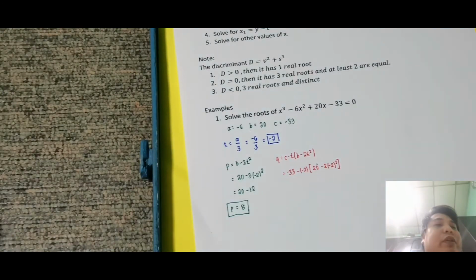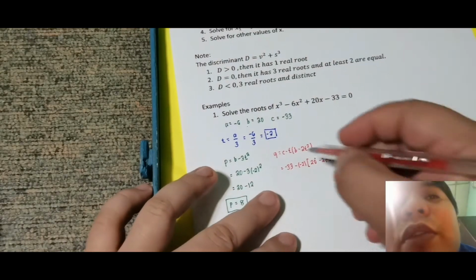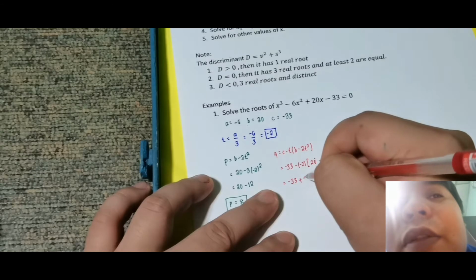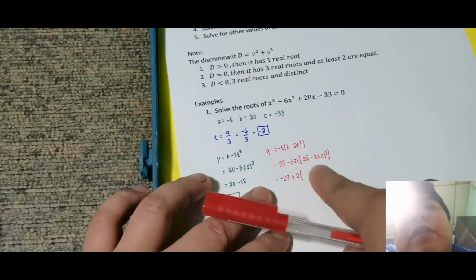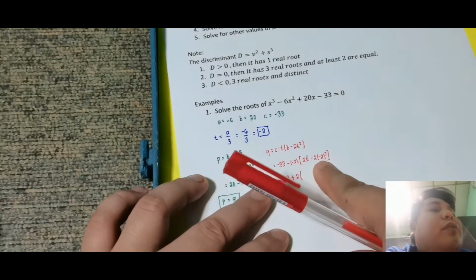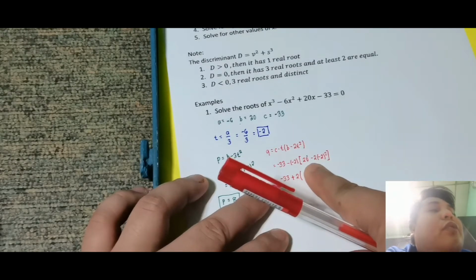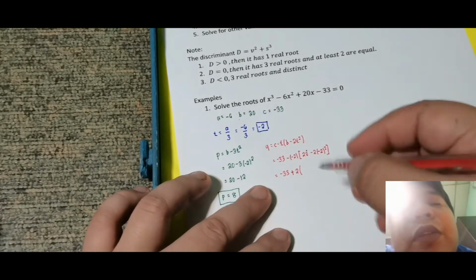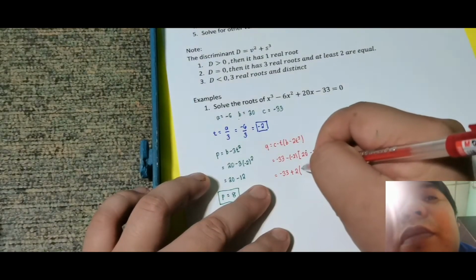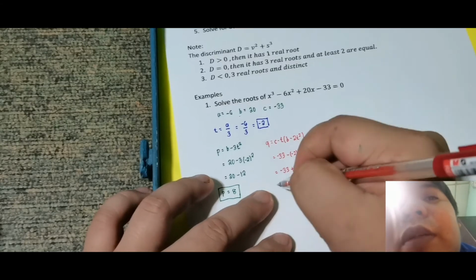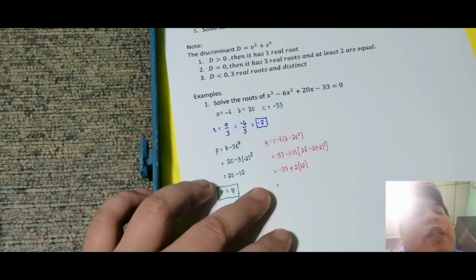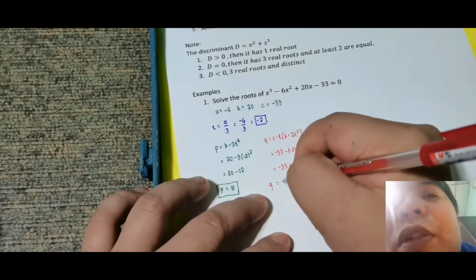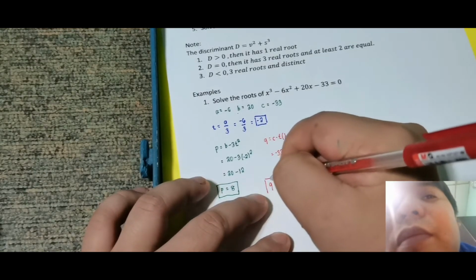Okay, then let's simplify further what is inside our bracket. So this is equal to negative 33 plus 2 multiplied by 20 minus, negative 2 squared is 4, times 2, that is 8. So 20 minus 8 is 12. So this is 12. Okay, so therefore negative 33 plus 24 is negative 11. So therefore q is equal to negative 11.